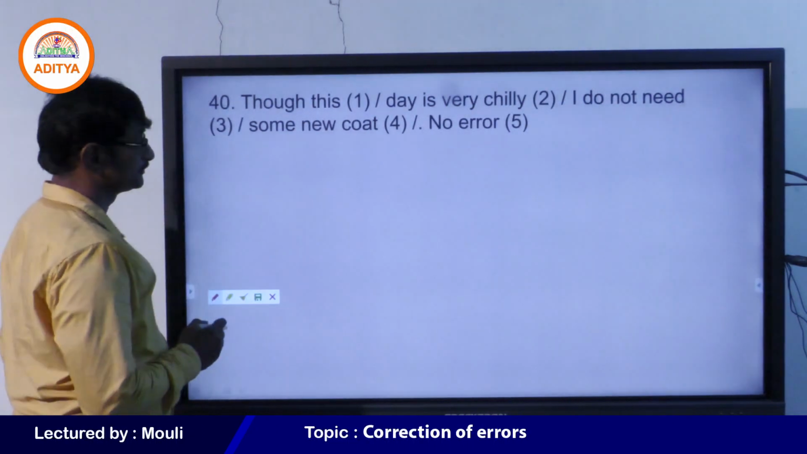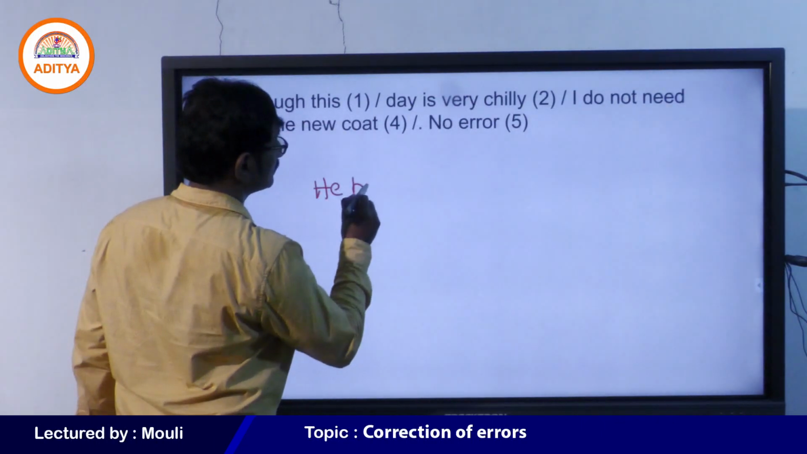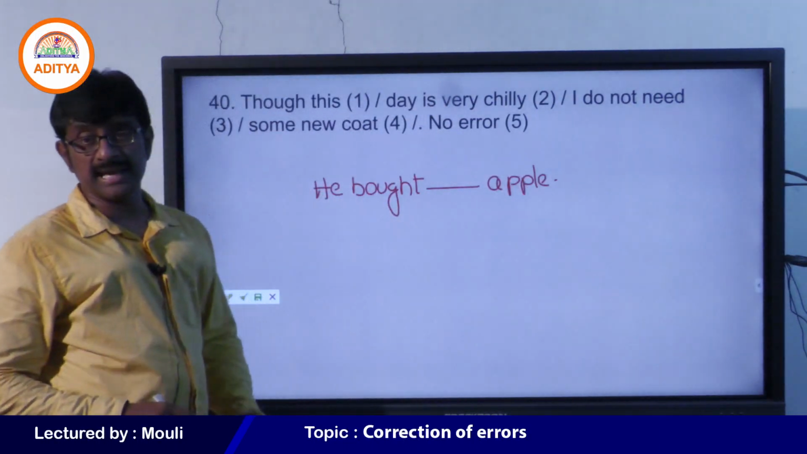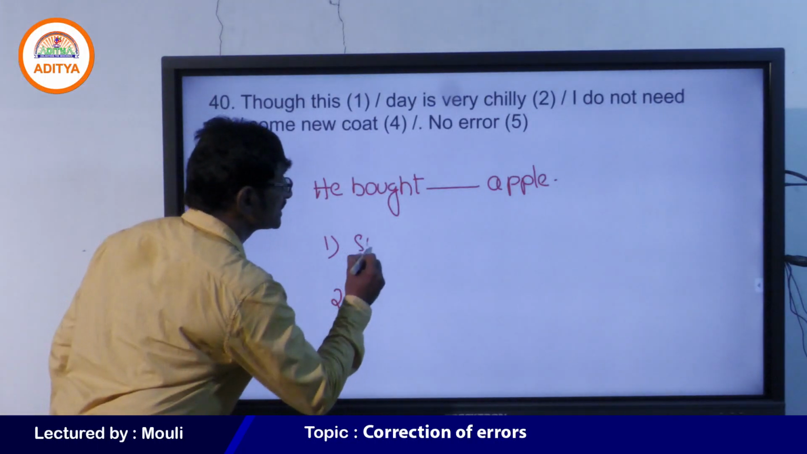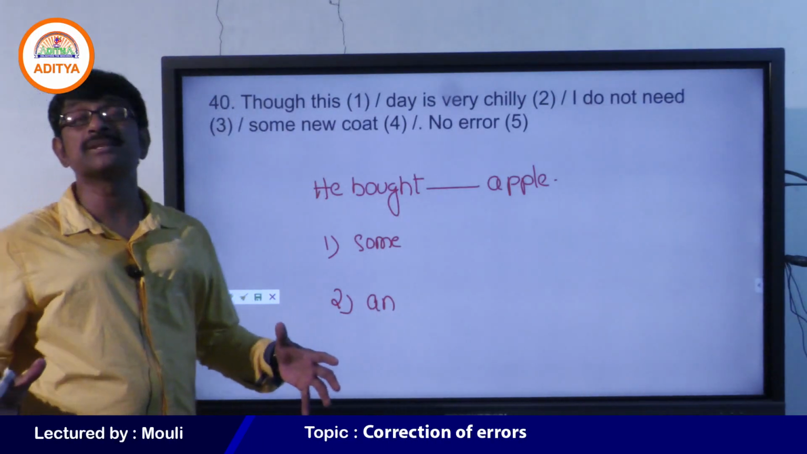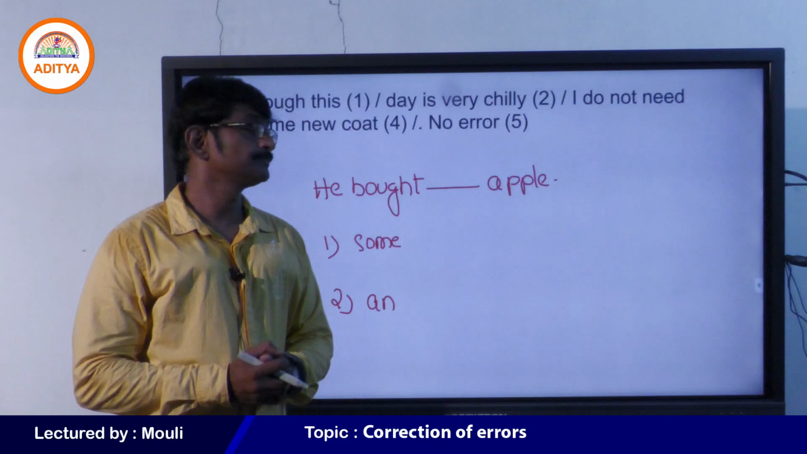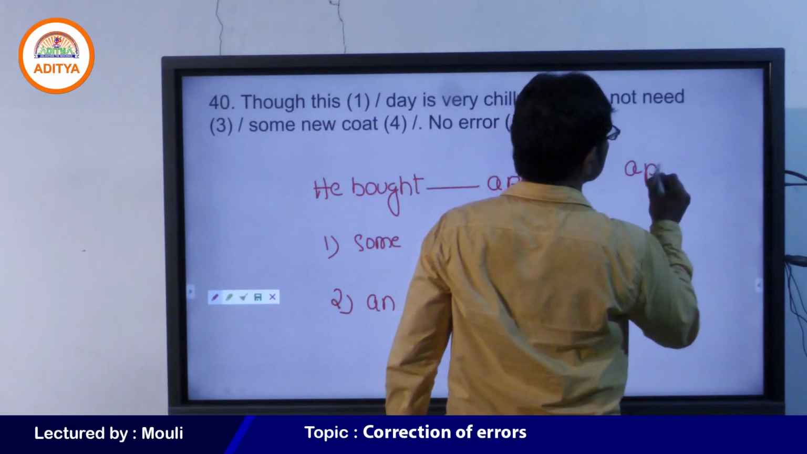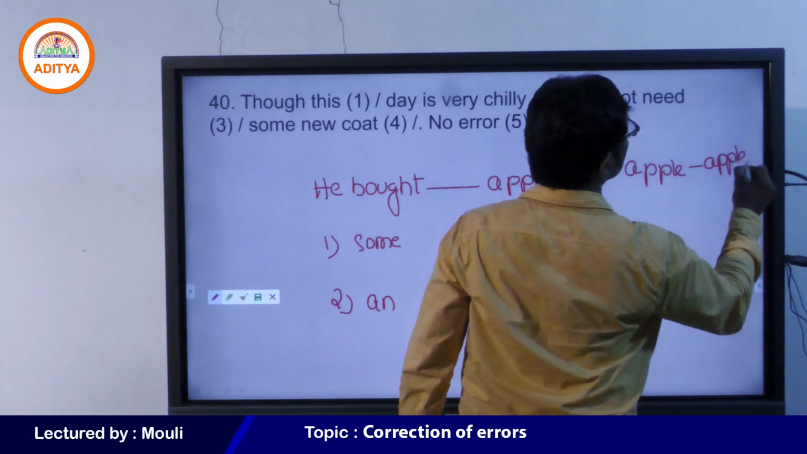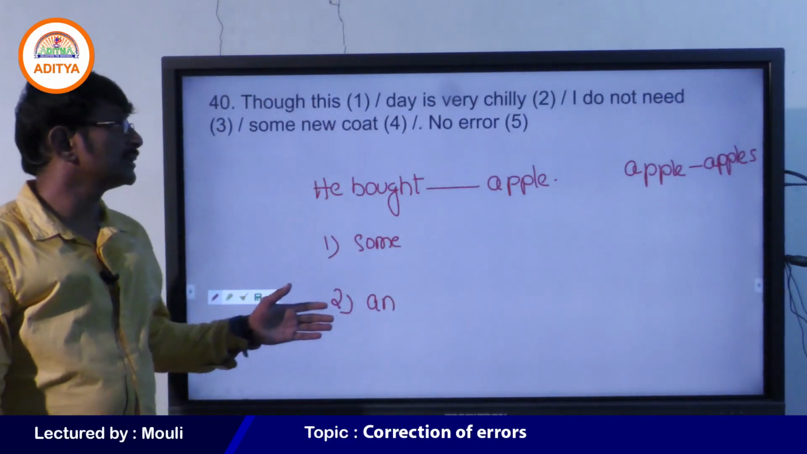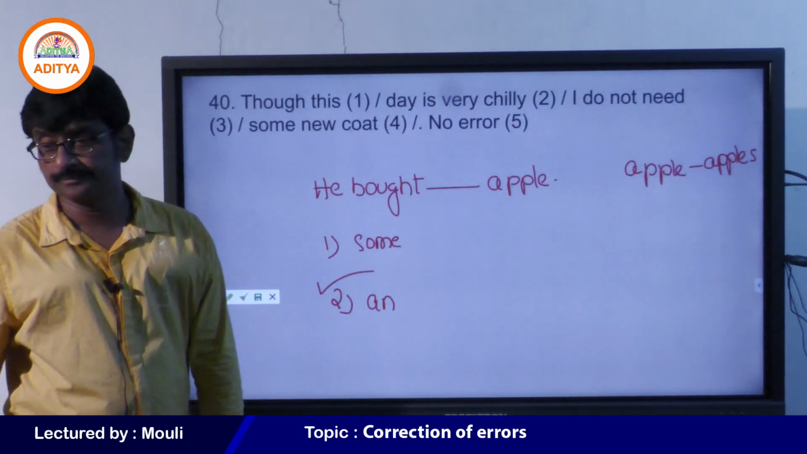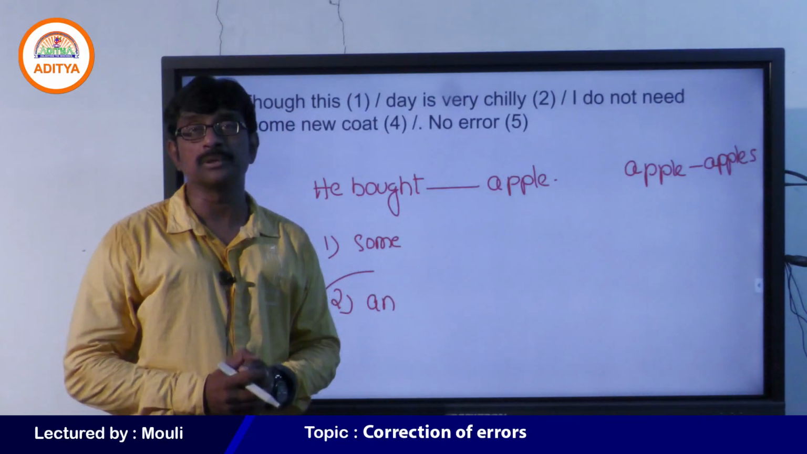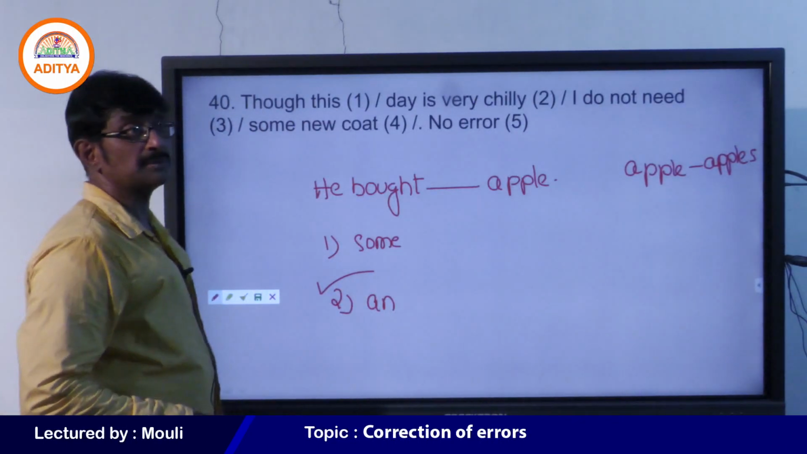Another one also we'll see. He bought dash apple. 1, 2. Now you say "some" or "an." Which is your better answer here? We cannot write "some apple" because apple is singular and apples are plural. So, "an apple." He bought an apple, not some apple. Okay, students? Now, let's go for the next one.